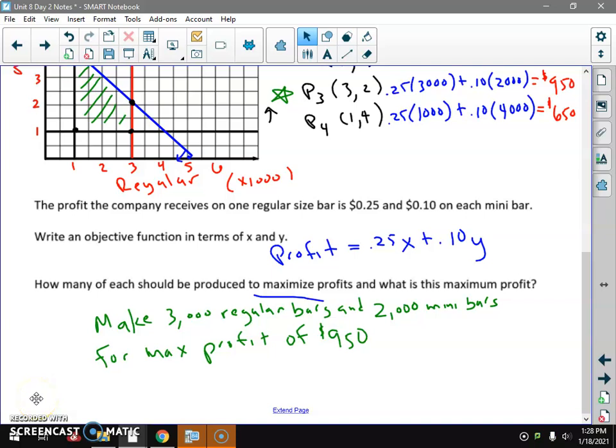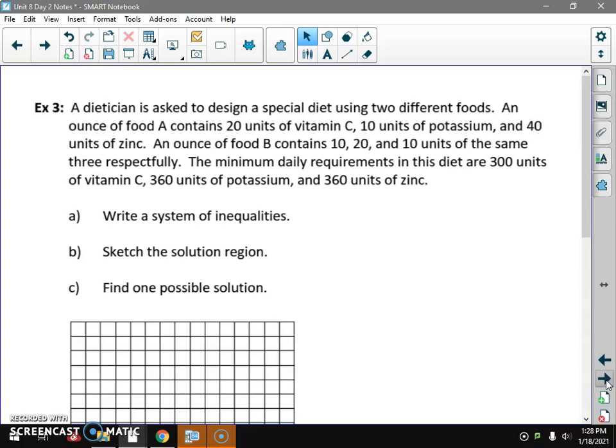It's our last example of the day. It's another application question. We did candy bars before. Now we're going to do a dietitian's diet. A little more complicated, but it's a format that I want you to get used to. It says the dietitian's asked to design a special diet using 2 different foods.